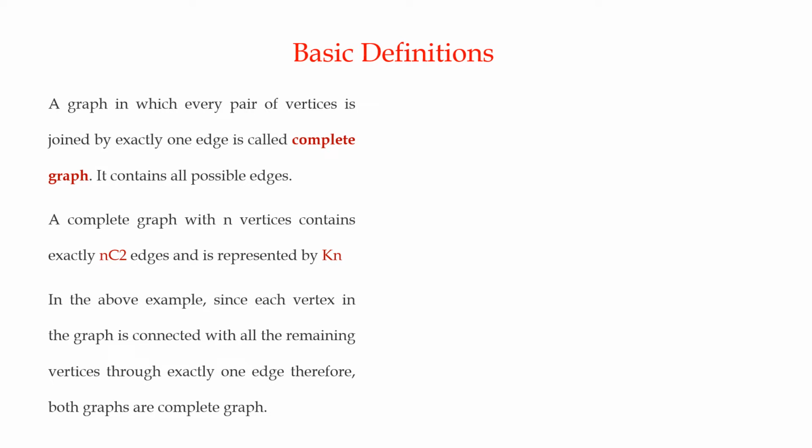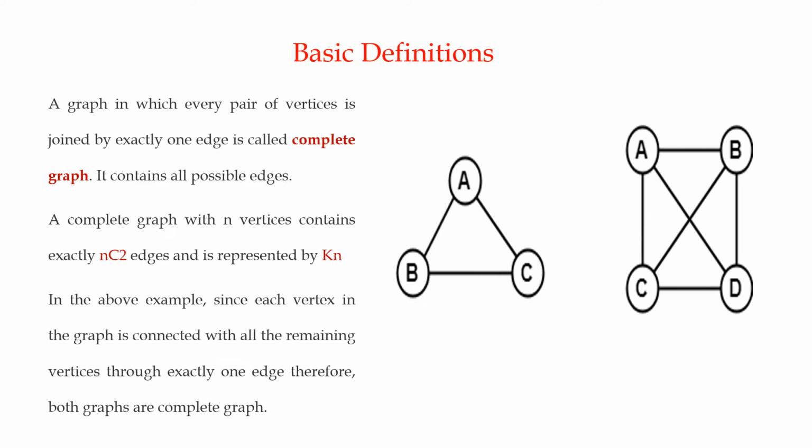Next one is a complete graph. A graph in which every pair of vertices is joined by exactly one edge is called a complete graph. Or in other words, we can say a graph is complete if any two vertices have an edge. It contains all possible edges. A complete graph with n vertices contains exactly nC2 edges and is represented by Kn. The diagrammatic representation of a complete graph is shown.